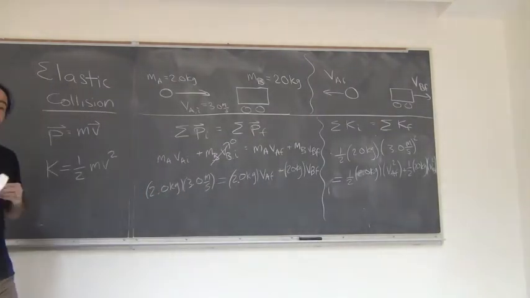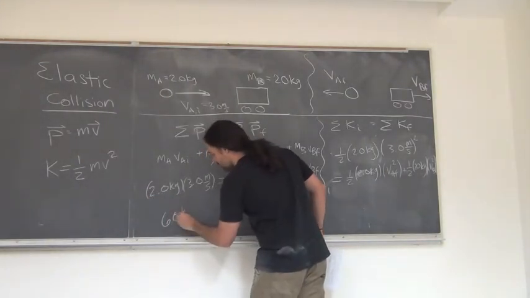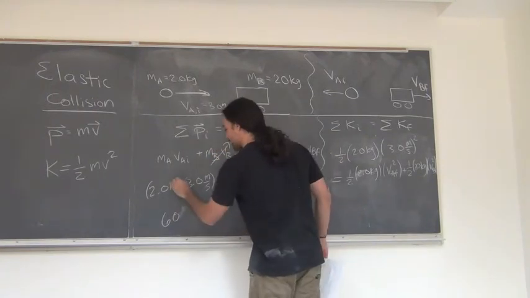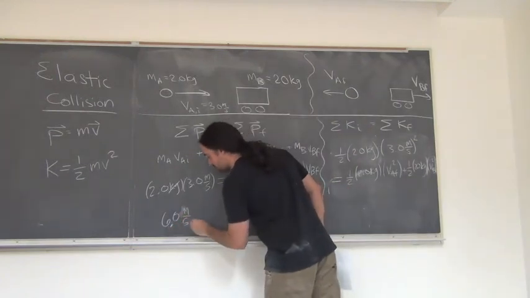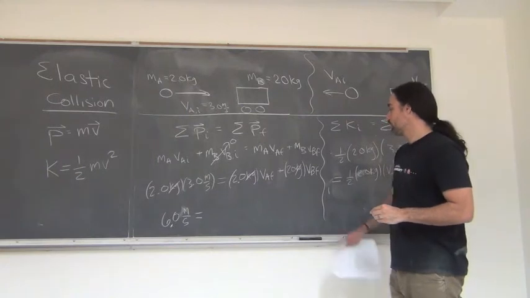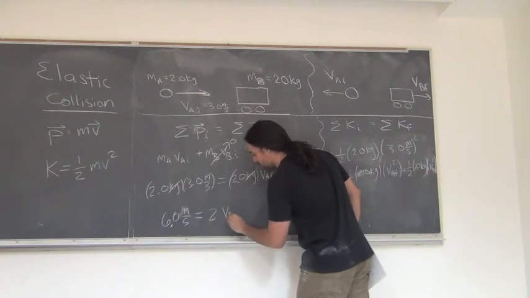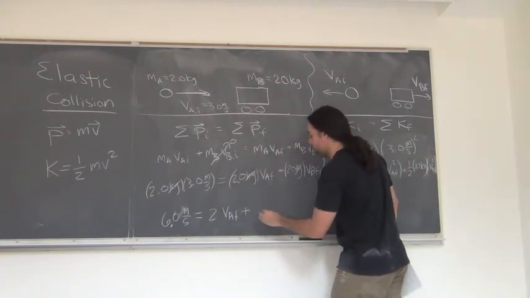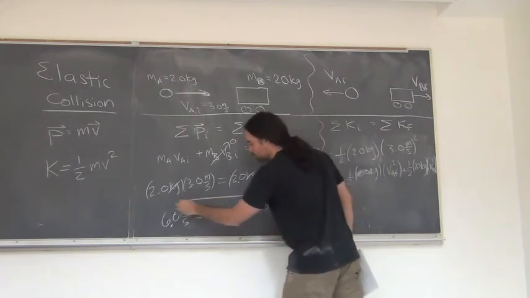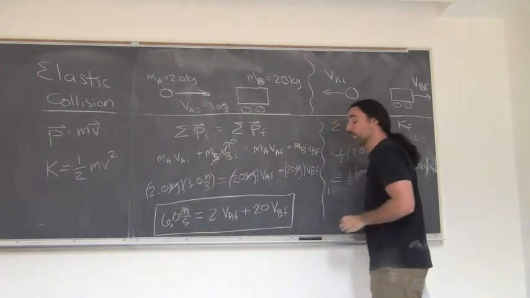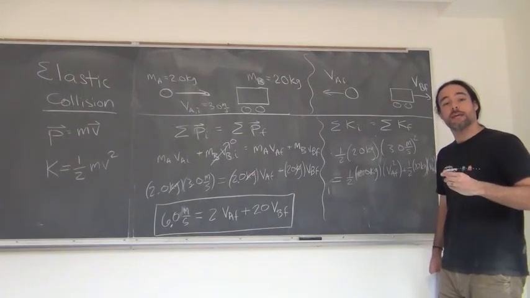Now that I have numbers in here, I can simplify this equation quite a bit. 2 times 3 is 6. I'm going to cancel all my kilograms to make this easier to write. So this is going to be 6 meters per second equals 2 VA final plus 20 VB final. So it's an equation for the final velocity of A and B.